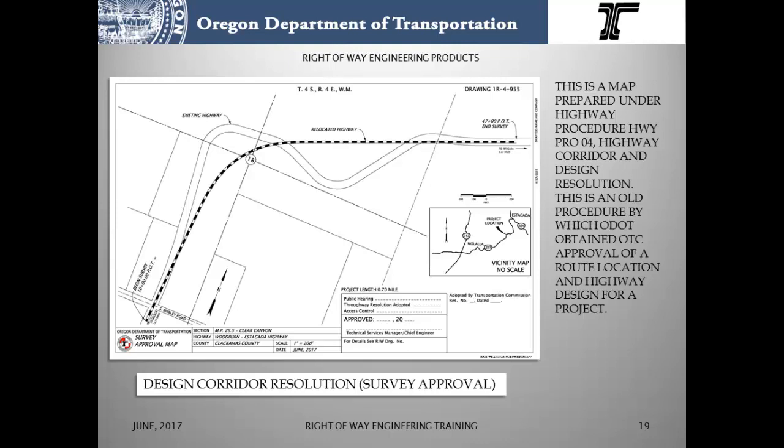So design corridor resolution or survey approval map. This is a map prepared under Highway Procedure HWY Pro 04, the Highway Corridor and Design Resolution. It's an old procedure by which ODOT attained OTC approval of a route location and highway design for a project.